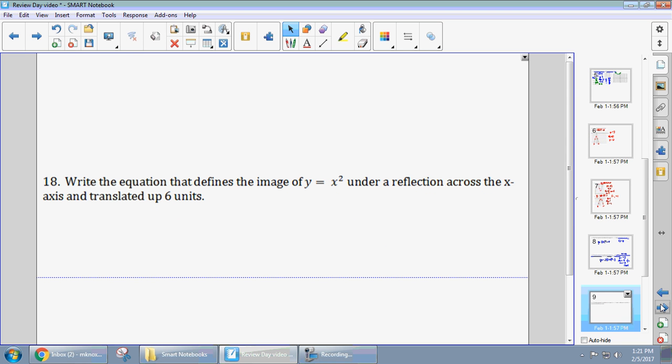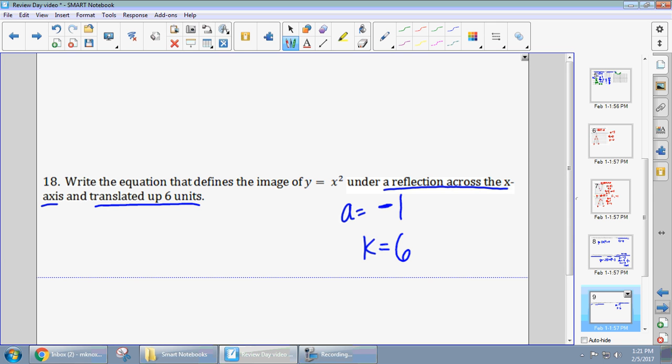Okay, number 18, write the equation that defines the image of y equals x squared under a reflection across the x-axis and translated up 6 units. So with a reflection across the x-axis, that means my a is going to be negative. And it didn't widen or narrow, so it's just going to be a negative 1. Then it says that I moved up 6 units. So k, this is talking about my k, is 6 since it was up. And it doesn't say anything about my h, so it's going to be a 0.